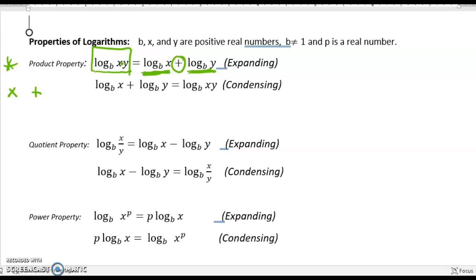Now, conversely, the opposite of that would be if you were adding two separate logarithms together and you want to condense it and make it into one logarithm instead of two, then you condense it with the same base, so log base b of x times y. So just remember adding and multiplying. Adding and multiplying are associated.